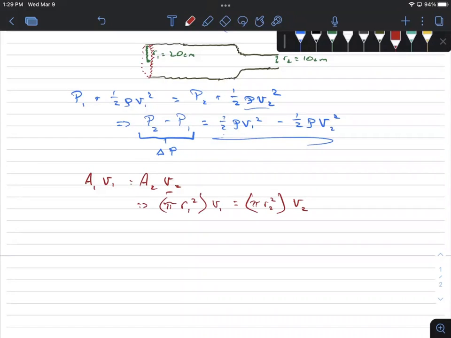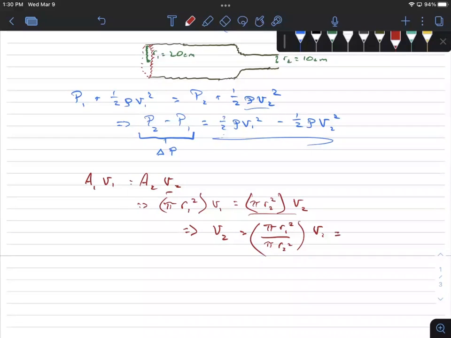All right, so calculate for V2. How do I do that? V2 equals, I just divide that stuff over to the other side. So I have pi r1 squared divided by pi r2 squared, all of that times V1. Now, of course, I'm manipulating the variables here. You could have plugged the numbers in first and then manipulated the numbers. That's fine. It's the same thing. It's just I'm more comfortable manipulating the variables. So I just move the variables around. And once I've done that, now I'm going to plug my numbers in.